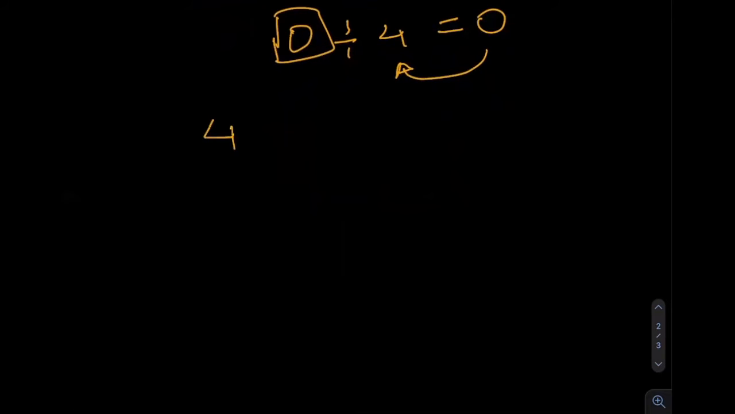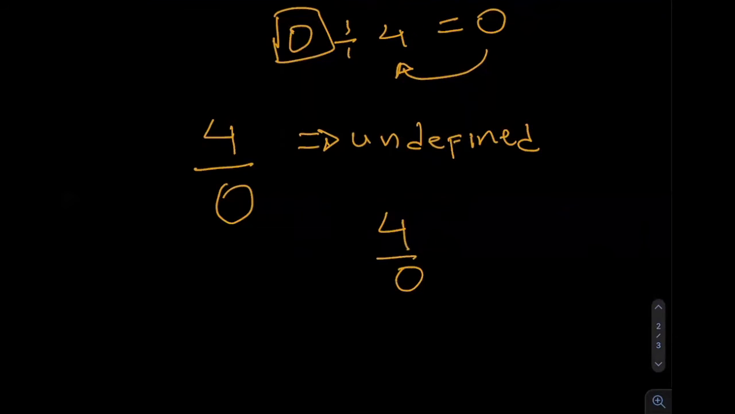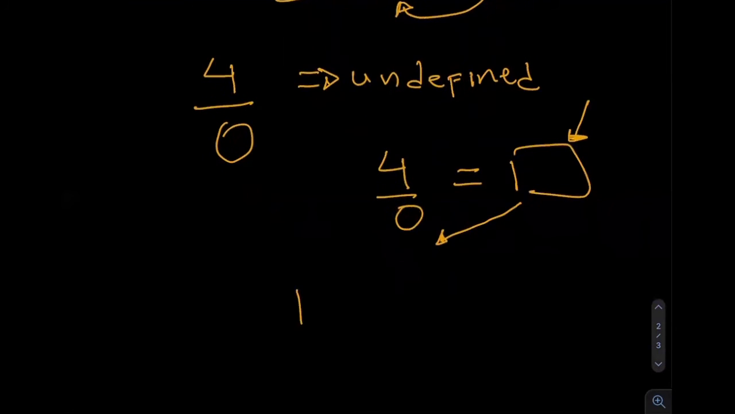What about 4 over 0? We say 4 over 0 is undefined, because we cannot find a number in here in which whenever we multiply it with 0, we get 4. Look at it. We say this number is going to be multiplied with 0, and then we would get 4, right? So the thing is, we cannot find a number to substitute in this box in which whenever we multiply it with 0, we would get 4.